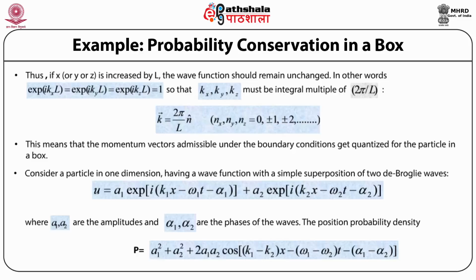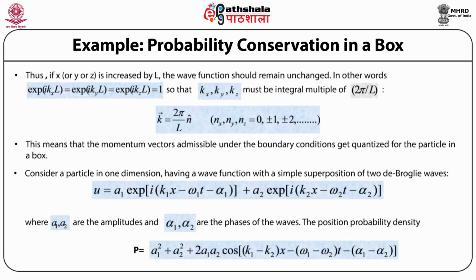So what we need to understand over here is that when the wave vector k is defined as 2 pi by L times n, where n is an integer, then this means that the momentum vectors are quantized. That means their values can only change by an integral multiple of 2 pi by L.